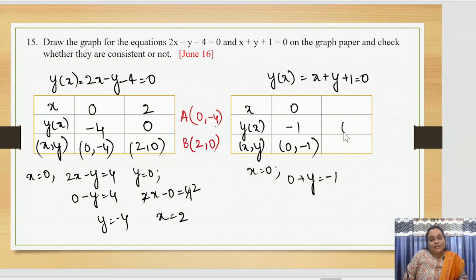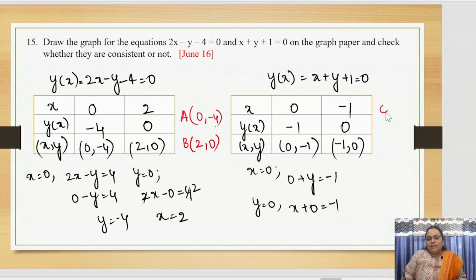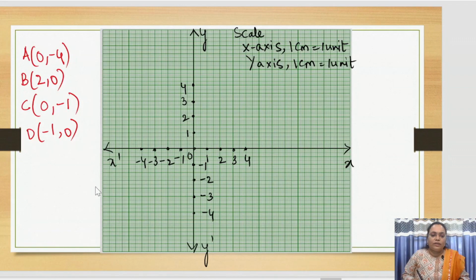And if y is 0, this is x plus 0 equals minus 1. So x is minus 1. Coordinates are minus 1, 0. So you can take the points as C of 0, minus 1 and D of minus 1, 0. So let us plot the graph.